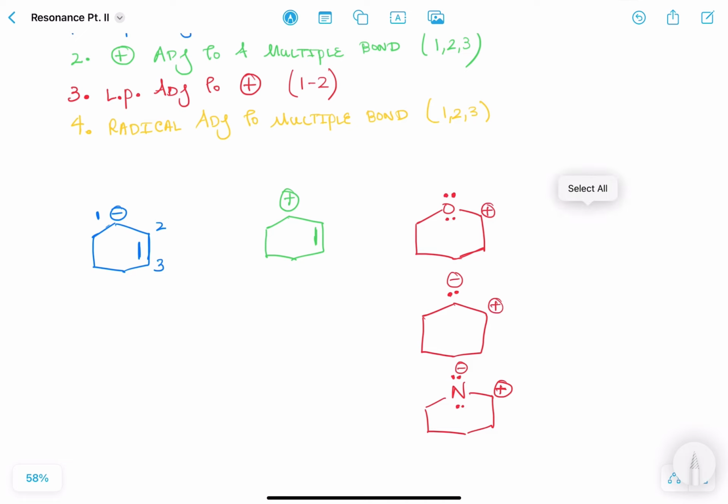And then lastly, we have a radical. I'm looking for a radical adjacent to a multiple bond. Now, what can we do with this? Let's go over these.